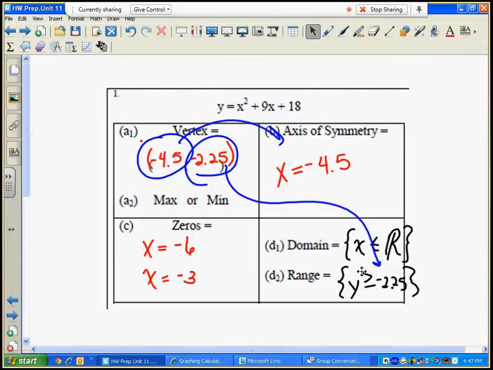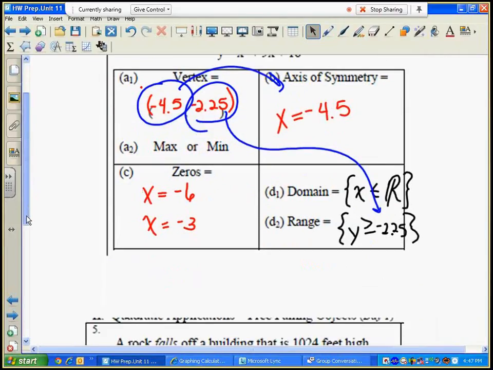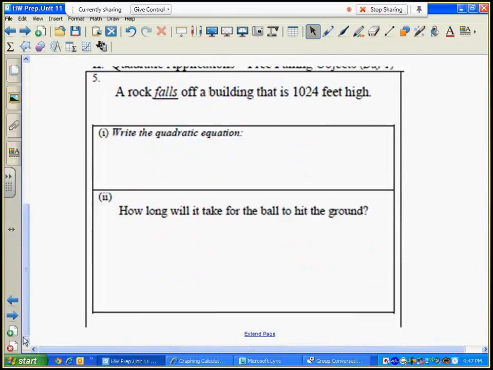Okay, let's do number 5. This is our quadratic examples here. Remember, you can look back at your notes to figure out what the v and what the c equal. But this is basically the template here. y equals -16x squared plus vx plus c.